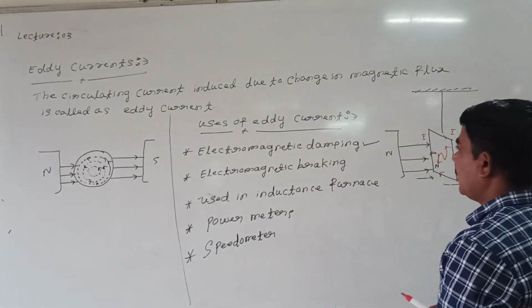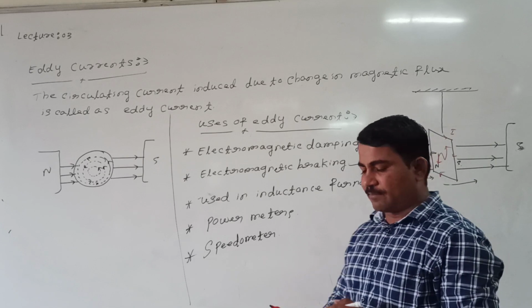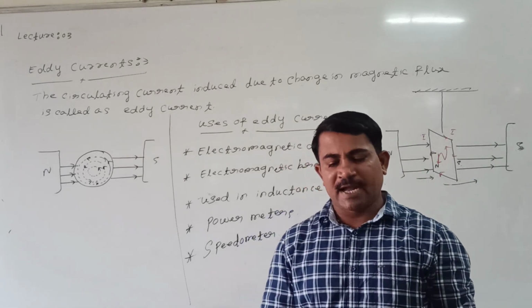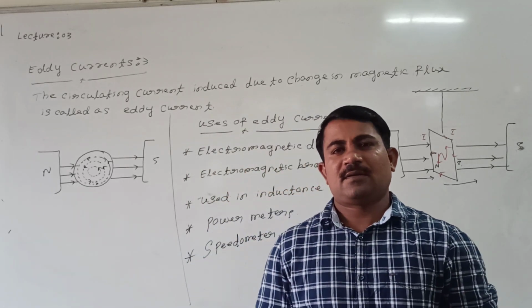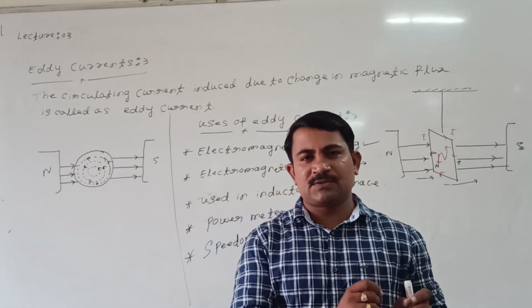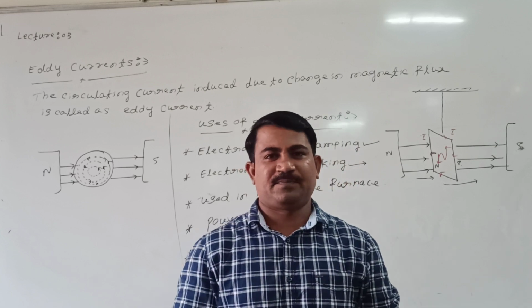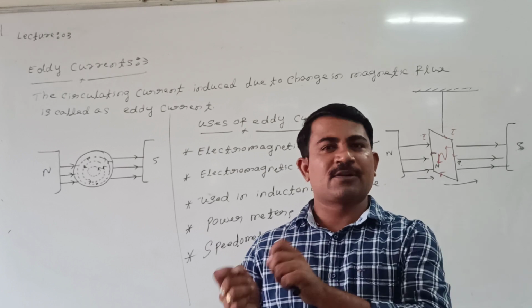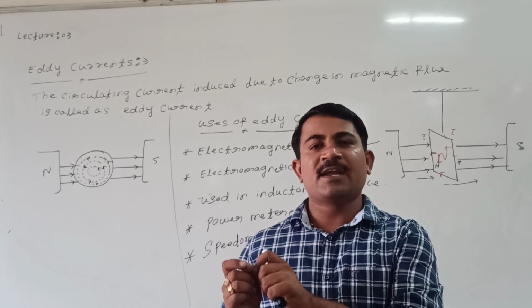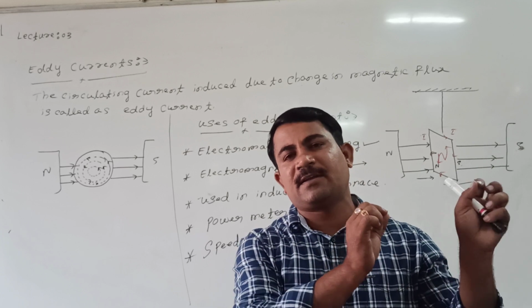Look at it. Next one, electromagnetic braking. What is electromagnetic braking here? We know that in electromagnetic braking, eddy currents are used to control the speed of electric trains. How is it? Electromagnetic braking means the eddy currents are used to control the speed of the electric trains.